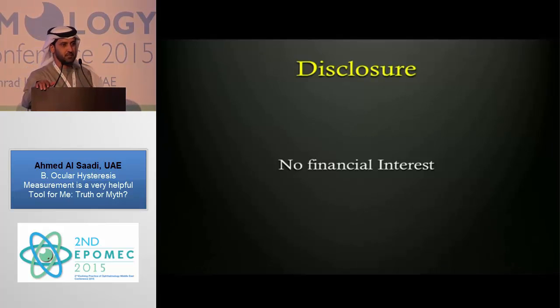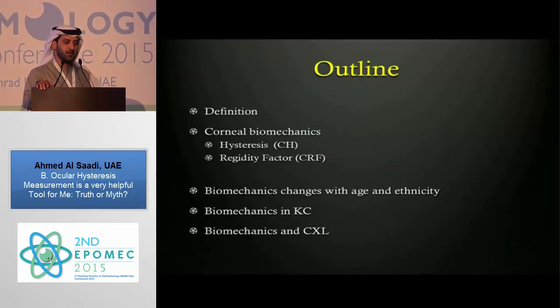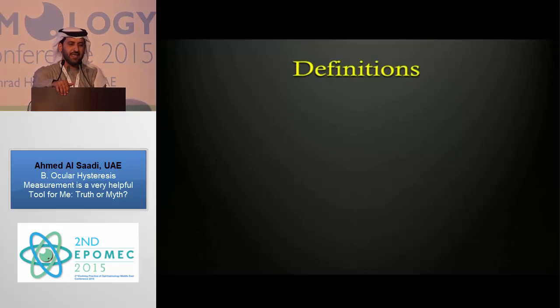This is my outline. First, I'll speak about definitions. Definitions, I think, are the most difficult part of my talk. Then I'll be speaking slowly about corneal biomechanics and hysteresis, CH, and I'll tell you the story of CH later on, rigidity factor, or what's so-called corneal rigidity factor, biomechanics changes with age, biomechanics and keratoconus, and finally with cross-linking.